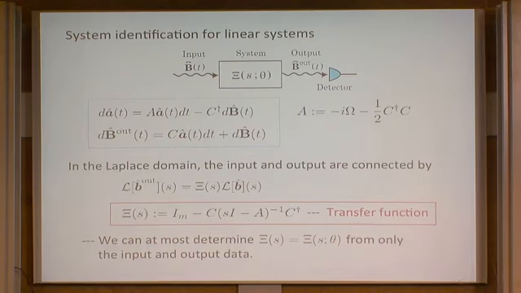So the point is that we can at most determine Ξ, which contains theta, from only the input and output data. So our situation is that this is given to us, and this is also given to us. Then we can determine this Ξ from the input and output data. So this is the maximum information we can get from the data. Okay, so this is the problem.